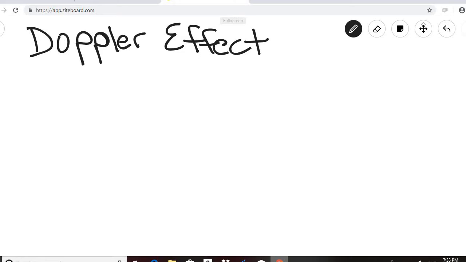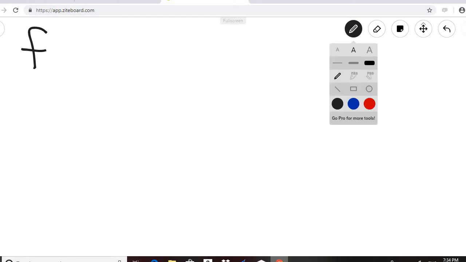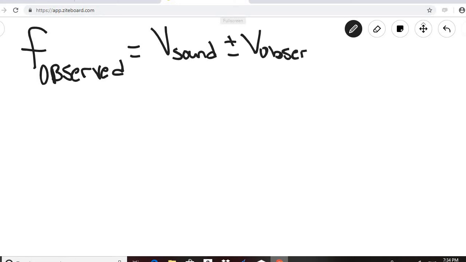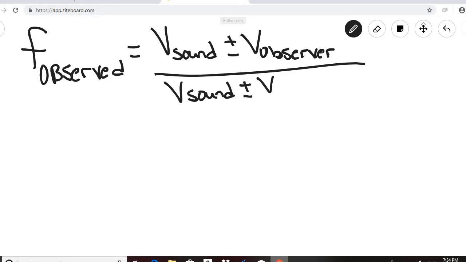So let's look then. There's a very simple formula that we use to determine the effect of the Doppler effect on sound. That formula is that the frequency observed is equal to the velocity of the sound plus or minus the velocity of the observer, divided by the velocity of the sound plus or minus the velocity of the source. And then multiply that times the true frequency of sound.